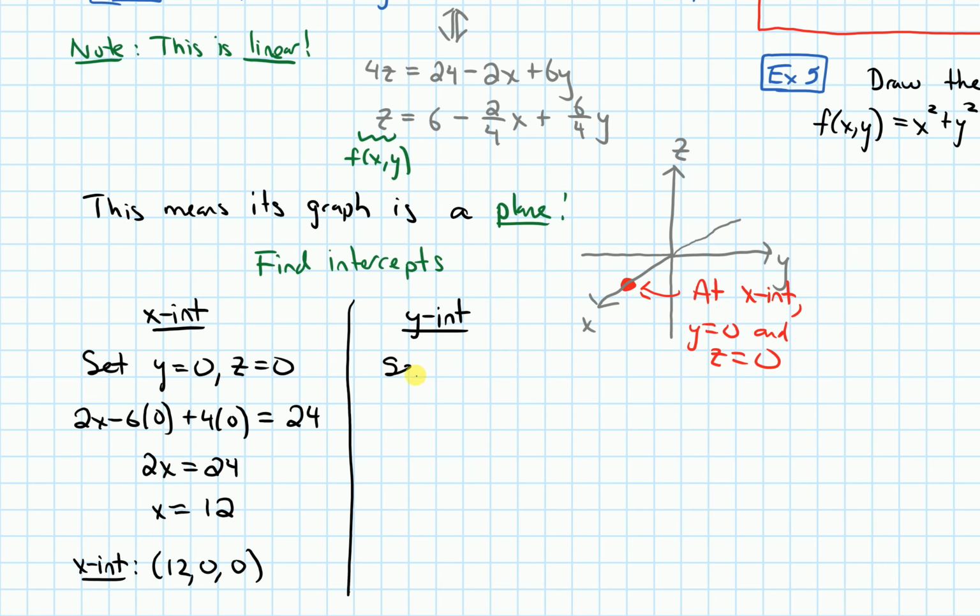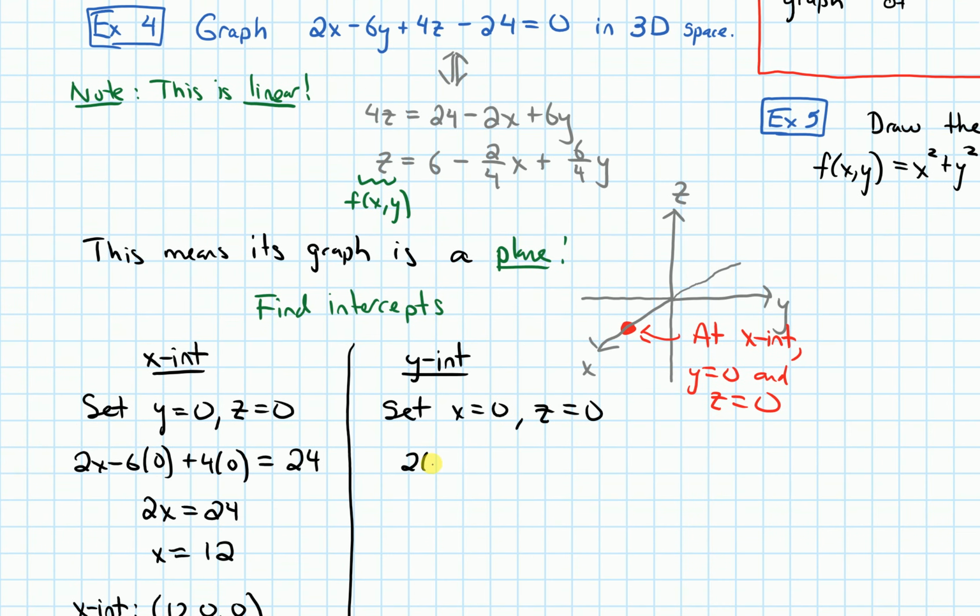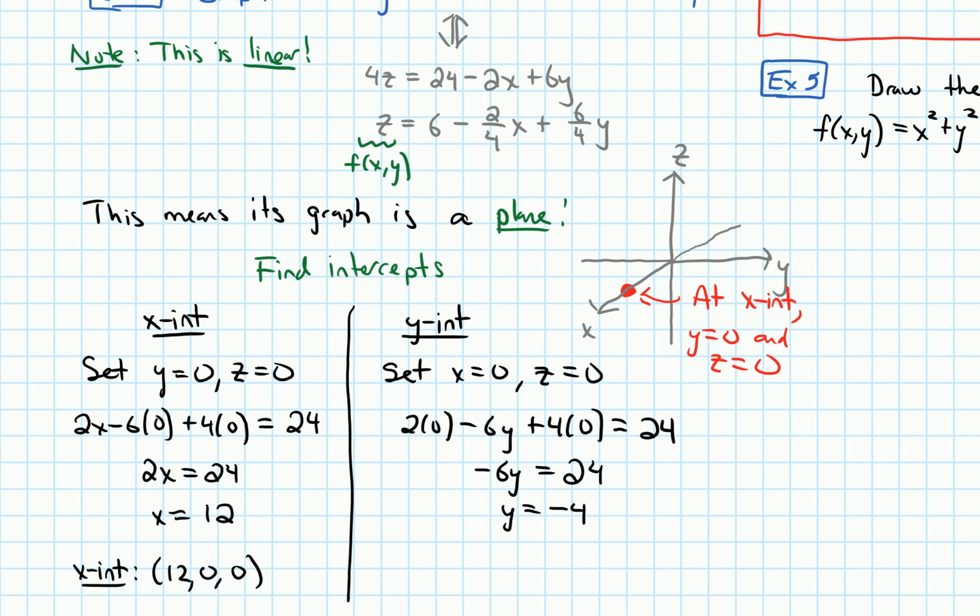Let's get the y-intercept. For that one, we set the other coordinates equal to 0. So x is going to be equal to 0, and z is going to be equal to 0. And if we plug those in, we get 2 times 0 minus 6y plus 4 times 0 equals 24. So this is negative 6y equals 24. And dividing by negative 6, we get y equals negative 4. So I could write down my y-intercept as a point now. So the x-coordinate is 0. The y-coordinate is negative 4. Z-coordinate is 0. And that's my y-intercept.